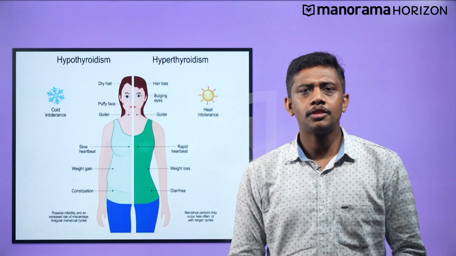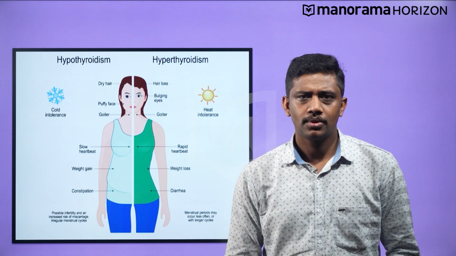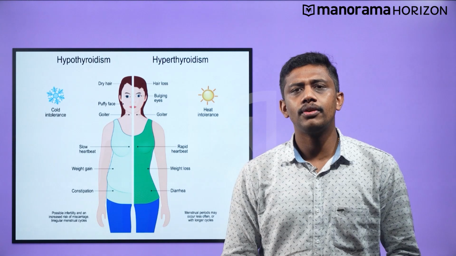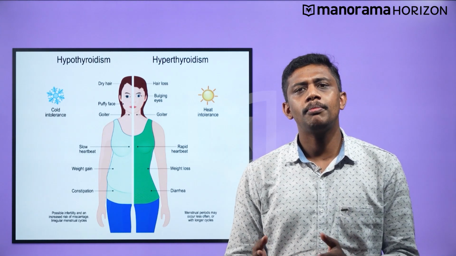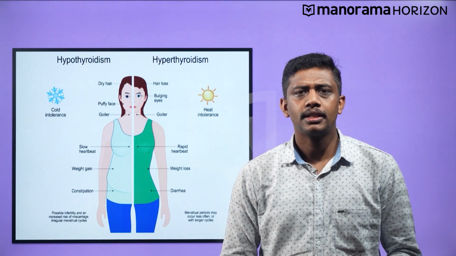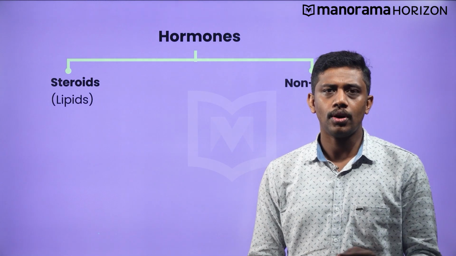Hypothyroidism is characterized by enlargement of the thyroid gland, lethargy, and obesity. On the other hand, an increased level of thyroxine causes hyperthyroidism. These conditions may be controlled by an appropriate diet containing iodized salt. Next, we will look into steroid hormones.